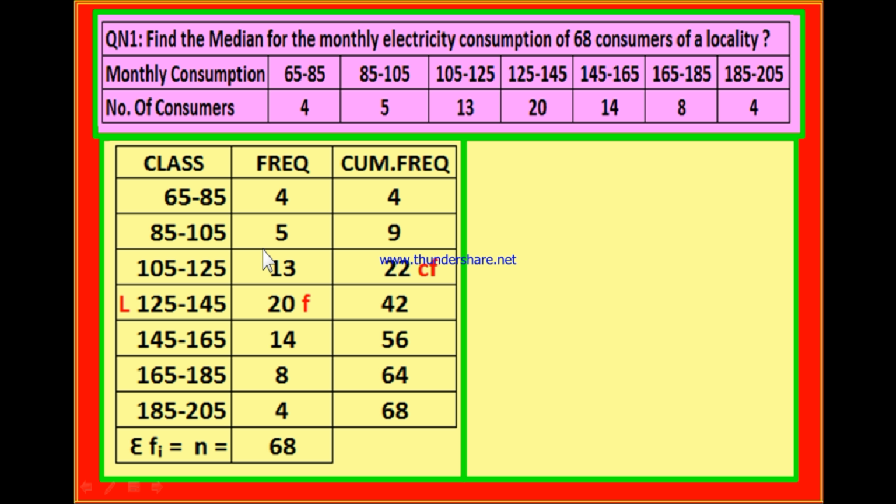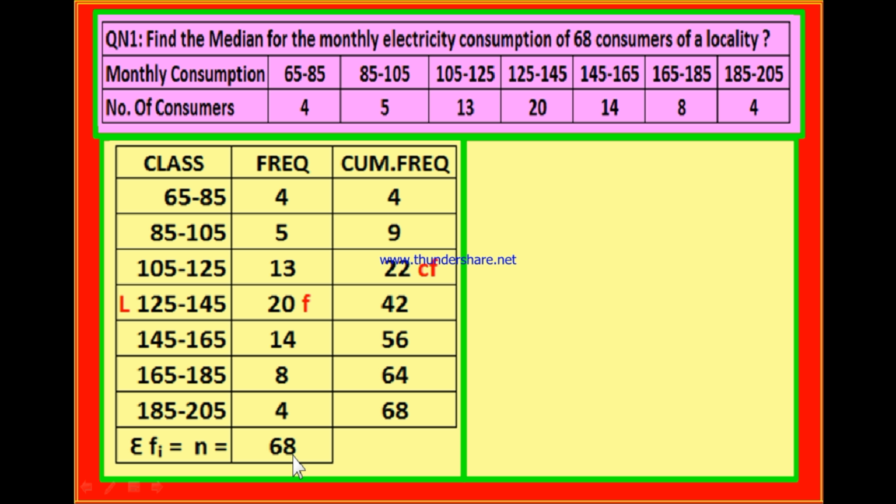Now we took classes, frequencies and cumulative frequencies. These columns are enough. Now after writing this, you find out n by 2 first of all. N value is 68. Then what is n by 2? Half of n. Half of n is 68 by 2, that is 34. Now you have to verify in which class this 34th score lies. We have to pick up the class in which the n by 2 score lies. That is, we have to pick up the class which is having the 34th score. In which class does this 34th score lie?